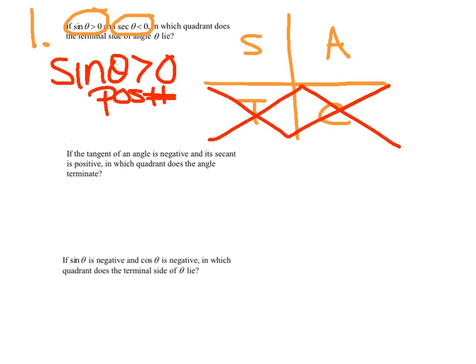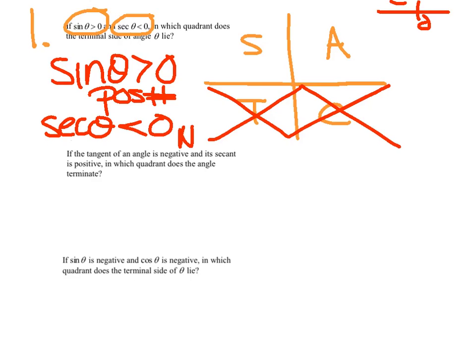Now read your second piece of information. Secant theta is less than 0. Well, what does it mean to be less than 0? Well, if you picture your number line and here's 0, numbers that are less than 0 are negative. Okay, so I'm telling you secant is negative. Where do you have to be?